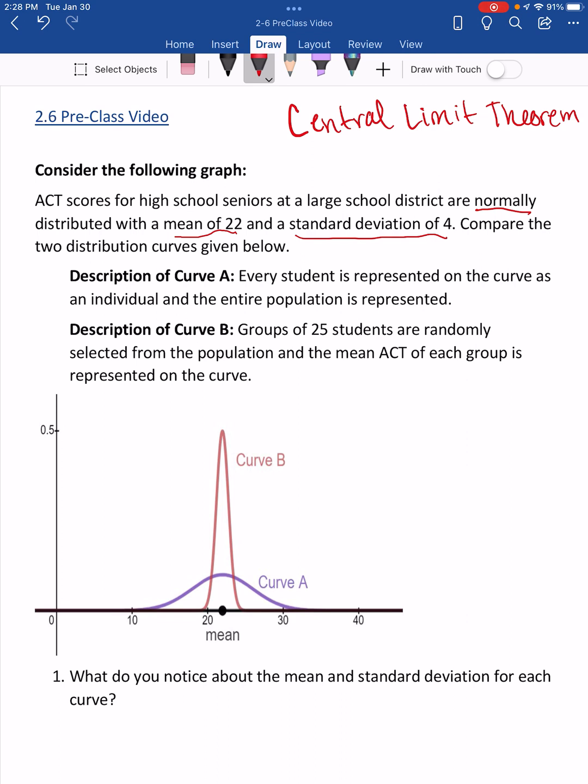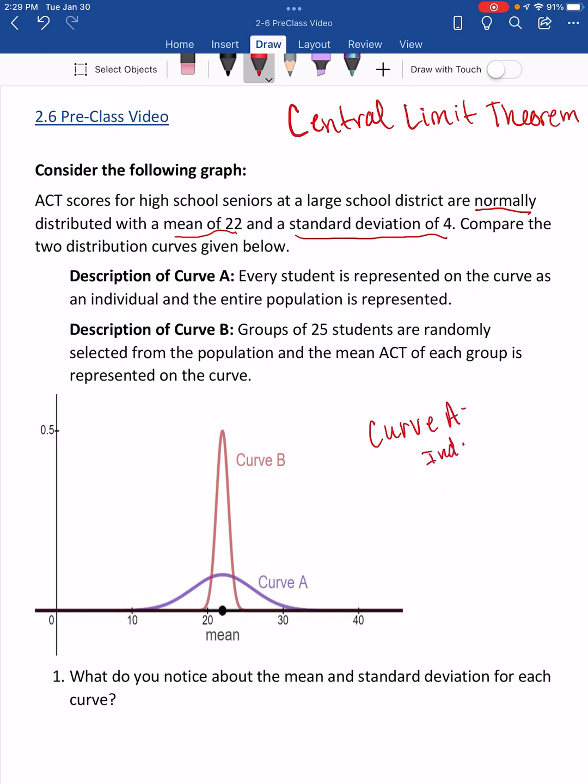Curve B, groups of 25 students are randomly selected from the population, so say classes of 25 students, and the mean ACT of each group is represented on the curve. Oh, so we're taking 25 students, taking all 25 ACT scores and averaging them together, finding the mean of the 25, and then plotting that mean on a curve. And doing it over and over and over again and making a bell curve from that. Yes. So one of them is a bell curve of the population, and one of them is a bell curve of a whole bunch of samples of 25.